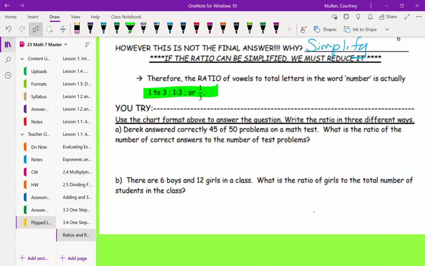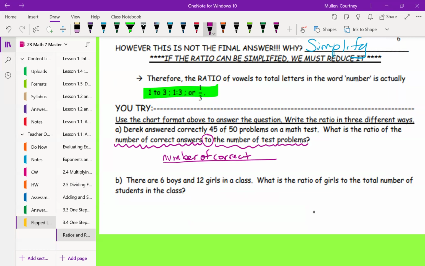Let's try A together. Derek answered correctly 45 of 50 problems on a math test. What is the ratio of the number of correct answers to the number of test problems? Notice that "to" is what separates our labels. So what would our numerator label be? It's the first thing, number of correct answers.